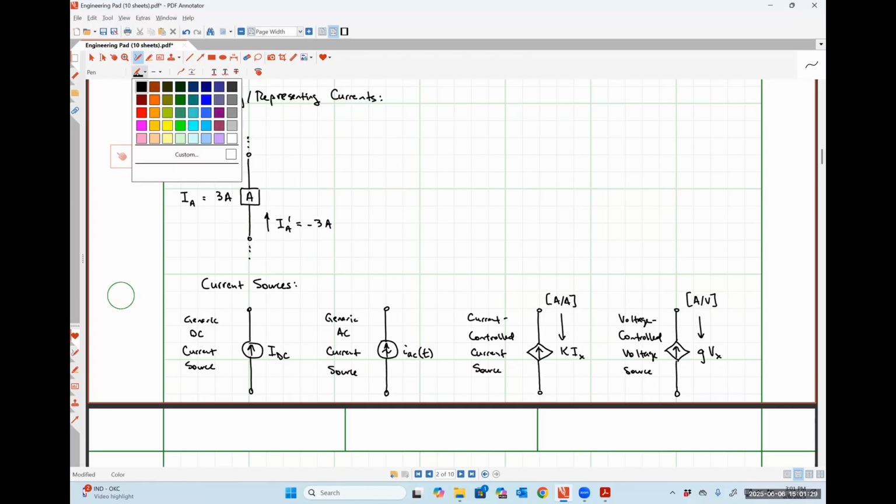Once again, these items that I'm underlining here in blue are my controlling variables for these sources. And these that I'm underlining here in orange are my scaling factors for these sources. Okay.